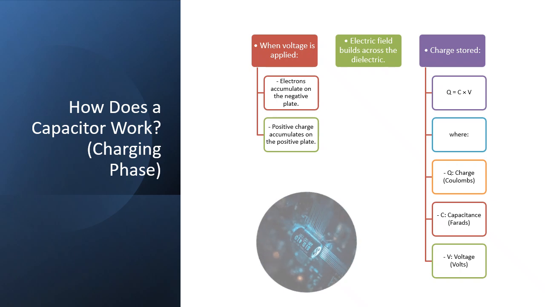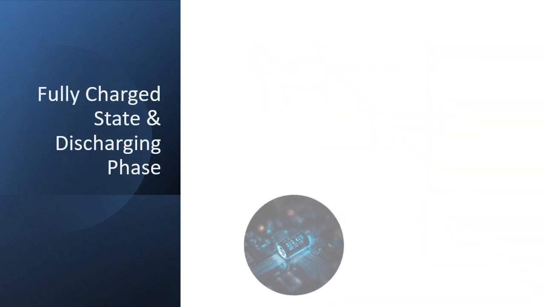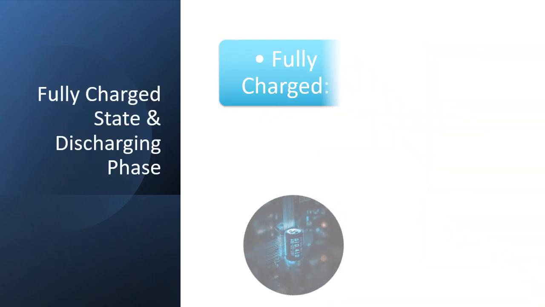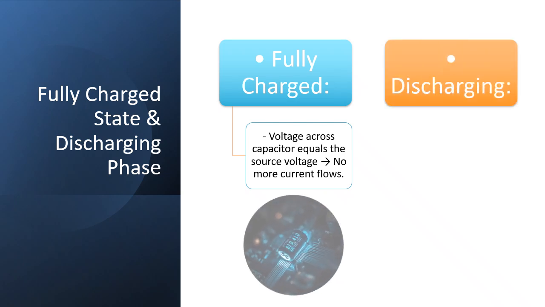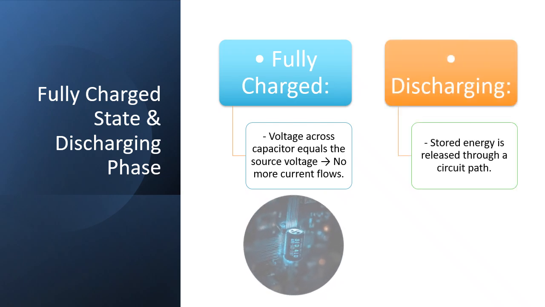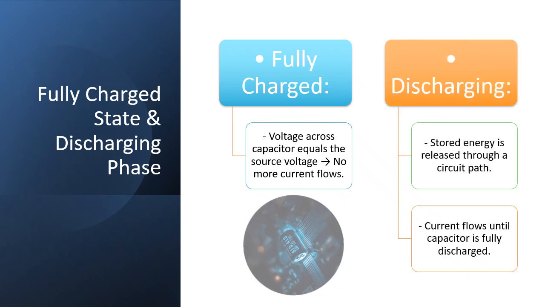Fully charged state and discharging phase. As the capacitor charges, the voltage across its plates gradually approaches the applied voltage, and eventually, current flow stops. The capacitor holds the stored energy. When connected to a circuit path, it discharges by releasing this energy, allowing current to flow in the opposite direction until it is fully discharged.